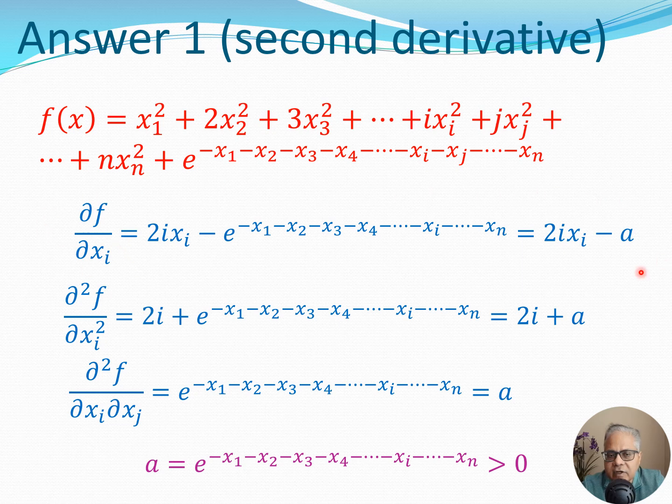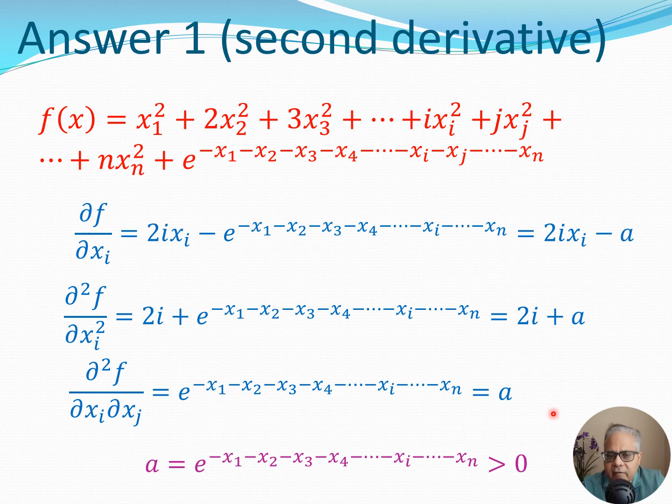So I have to take this derivative here, df by dxi, and differentiate it with respect to xj. Of course, the first part, 2i xi, is simply going to give me 0 because there is no xj in this term. But in the second term, I'm going to get e to the power minus x1 all the way to minus xn, because a negative 1 gets thrown out when I differentiate the minus xj term present in the exponent. So again, I simply get a as the cross derivative term d2f by dxi dxj.